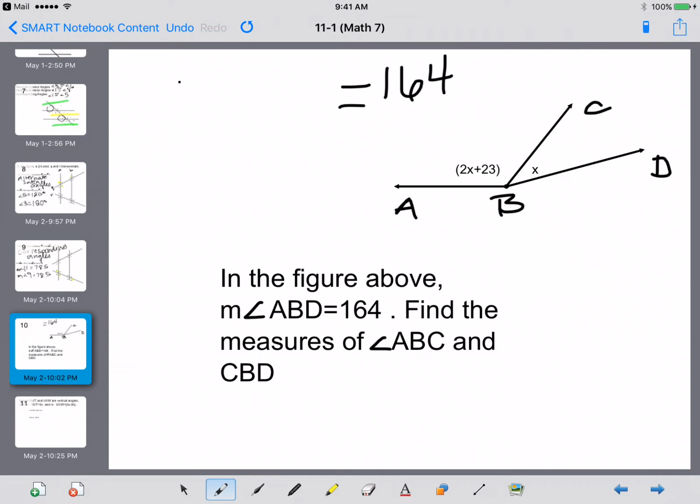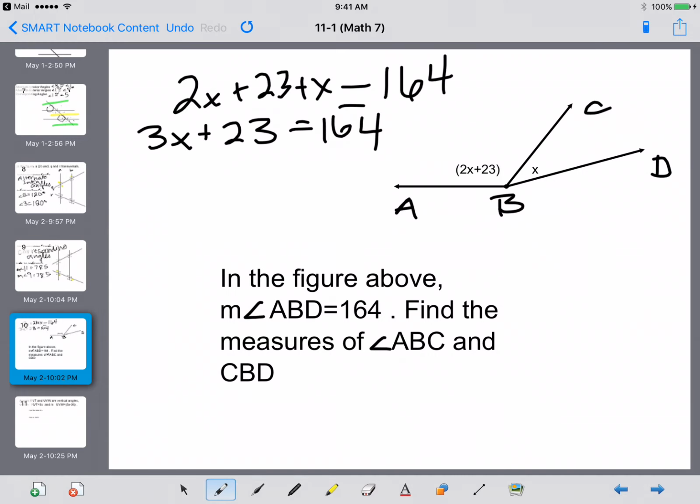So we'll have 2x plus 23 plus x. Let's combine our like terms. So we're going to end up with 3x plus 23 equals 164. Now we just need to solve for x. So we're going to subtract 23 from each side to end up with 3x.